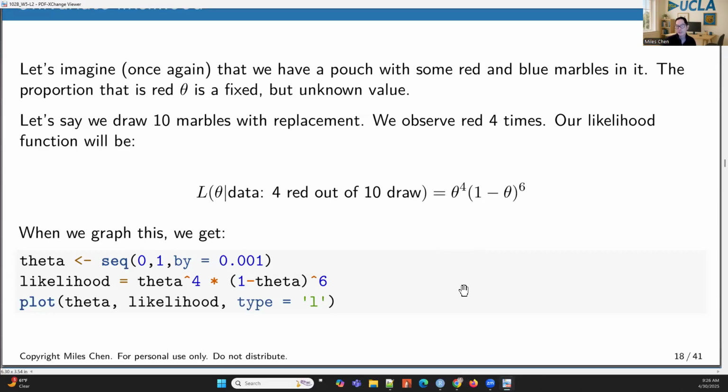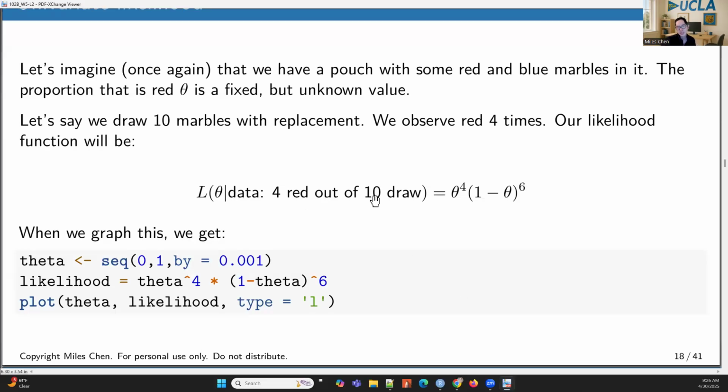Okay. And the proportion that is red is a fixed value in our pouch, but we just don't know what it is. And so we're going to try to estimate what the proportion red is by taking observations. And let's say we draw 10 marbles with replacement, and we get red marbles 4 times.